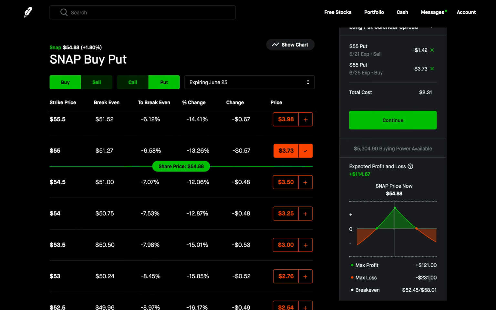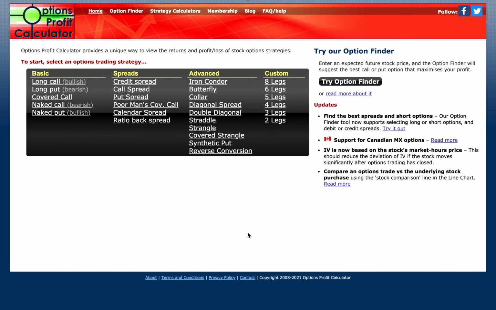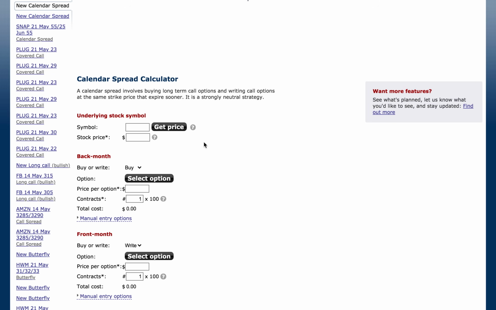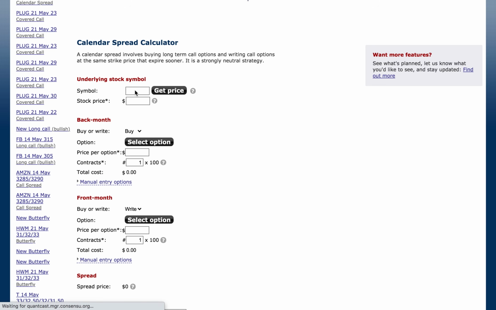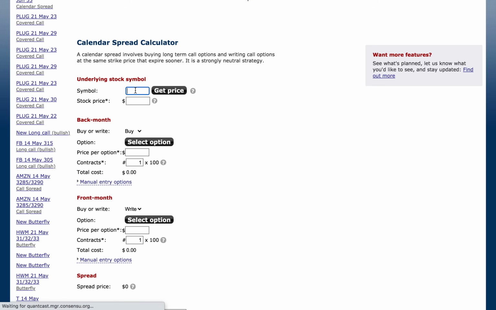So with that being said, let's go to the options profit calculator and take a look at what this trade would look like. Again, I always recommend using this to visually see what your trade looks like, what your profit or loss will be depending on the date and the stock price. They actually have a calendar spread calculator already for us, so we can just click on this link here. We're going to set up the exact same trade we just set up over there.